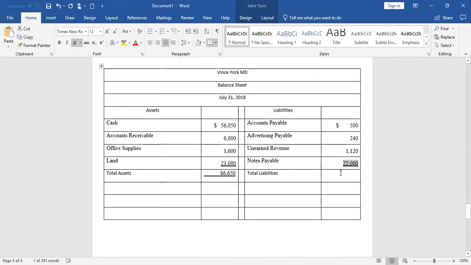Remember from chapter 1, we didn't even have any liabilities. Now we got 4 of them. And see that unearned revenue? It's listed with all the other payables. It is a liability. Plus the 240, plus the 1,120, plus the 22,000. And we will get, let me change my font so it looks a little prettier, 23,860. Okay.